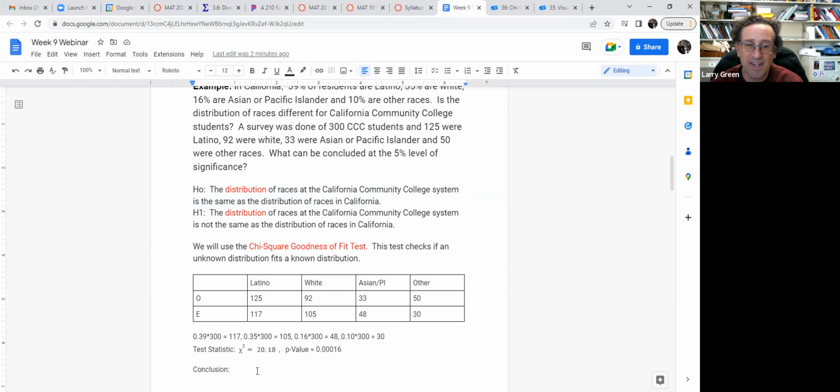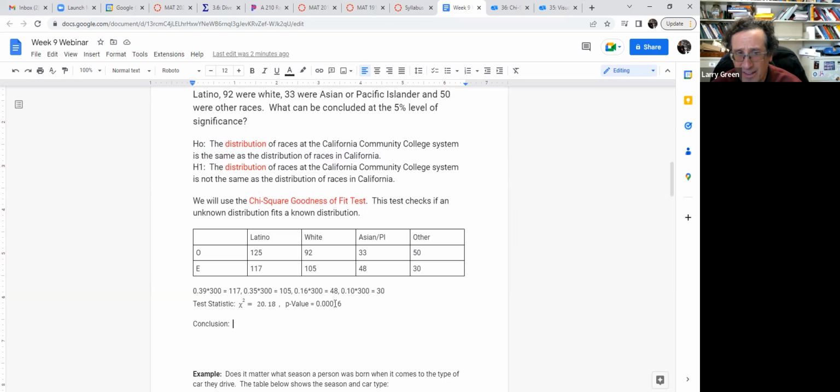Okay, so now it's time to state the conclusion. The good news is hopefully you all know at least the first few words of the conclusion when we have a p-value of 0.00016. And what are the first few words of the conclusion? Nothing's changed in the last few weeks.